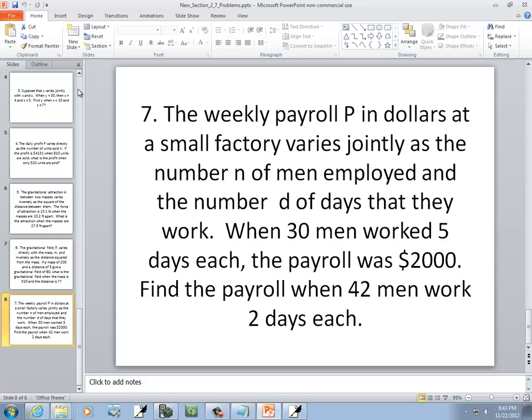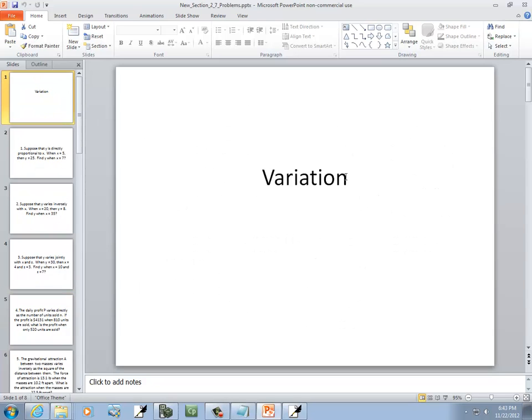And anyway, that's the end of that section. So let me go ahead and save this.